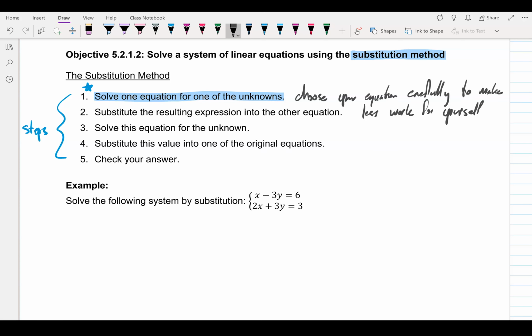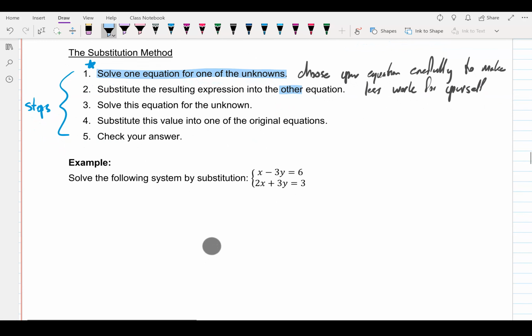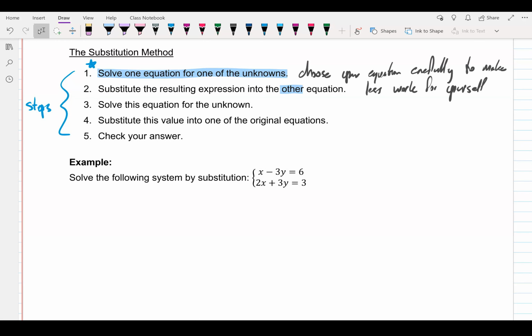You have a lot of choice as to which equation you start with, but sometimes there's a better choice. So substitute the resulting expression into the other equation. Solve this equation for the other unknown. Substitute this value into one of the original equations, check your answer. So this is all well and good to have these steps, but it doesn't really make any sense until we've actually done a question. So let's do this question.